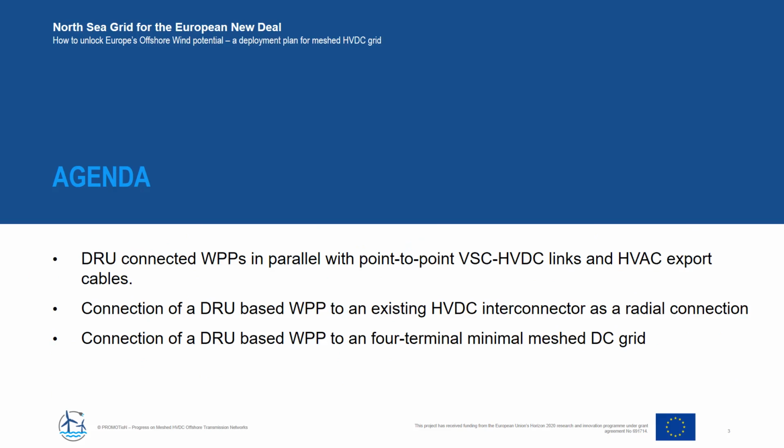So having said that, let me give you a short overview of the different parts of this talk. In the beginning, we will consider an AC parallel connection of wind power plants, WPPs, to diode rectifier units, or DRU in short, in parallel to an existing HVDC link and also in parallel to an existing AC cable as well. In the second part of the talk, we will then consider a connection of DRU-based wind power plants to existing HVDC interconnectors, however then by means of radial grid structures. And finally, the integration of DRU-based wind power plants in terms of meshed DC grids, by example of a small 4-terminal network, is also discussed.